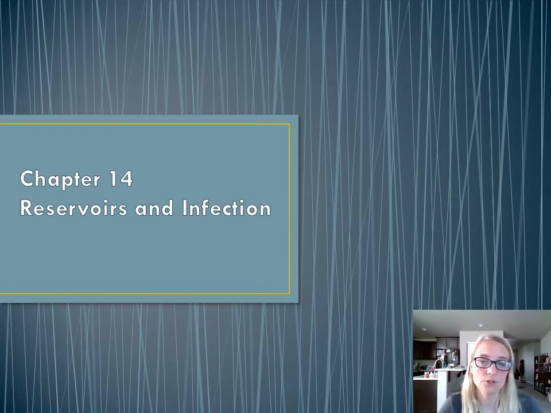All right, so the first topic is going to be reservoirs. There's three major reservoirs, and a reservoir is where the pathogen typically hangs out. Could it be found in the environment? Is it found in the body? Is it found in animals? So those are our three major reservoirs. We have animals, human carriers, and non-living reservoirs.